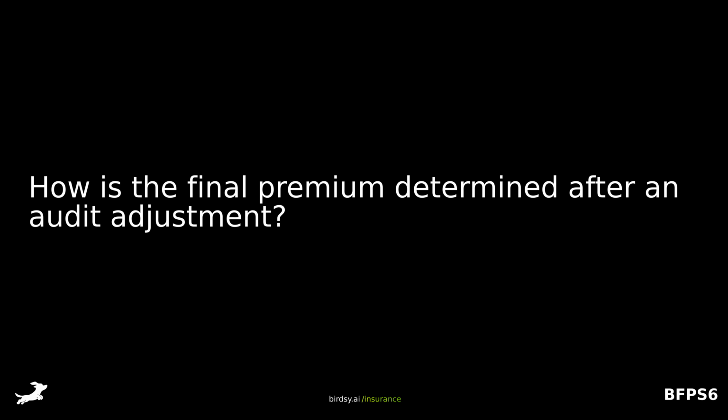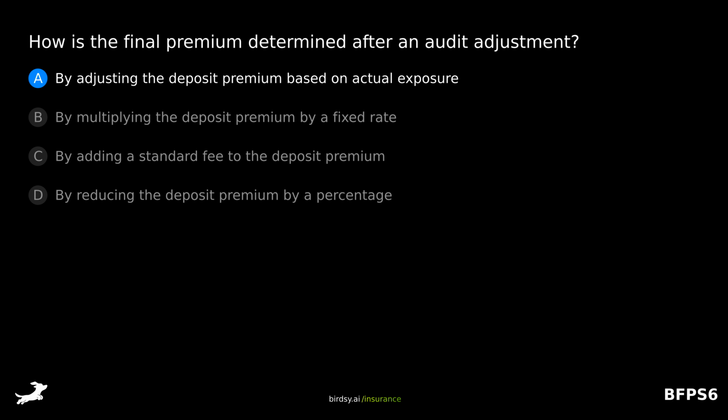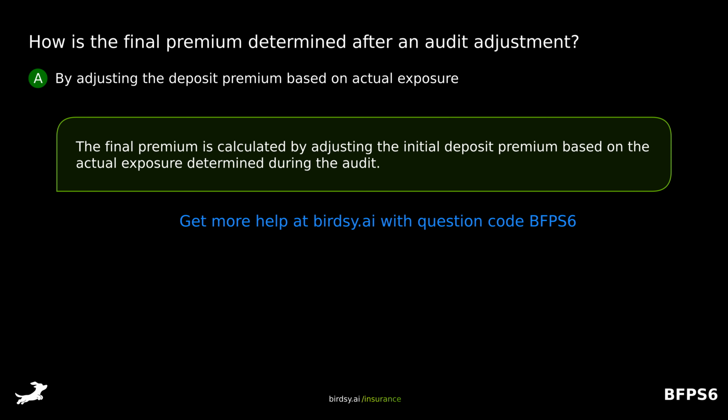How is the final premium determined after an audit adjustment? Is it A, by adjusting the deposit premium based on actual exposure, B, by multiplying the deposit premium by a fixed rate, C, by adding a standard fee to the deposit premium, or D, by reducing the deposit premium by a percentage? The answer is A, by adjusting the deposit premium based on actual exposure. The final premium is calculated by adjusting the initial deposit premium based on the actual exposure determined during the audit.